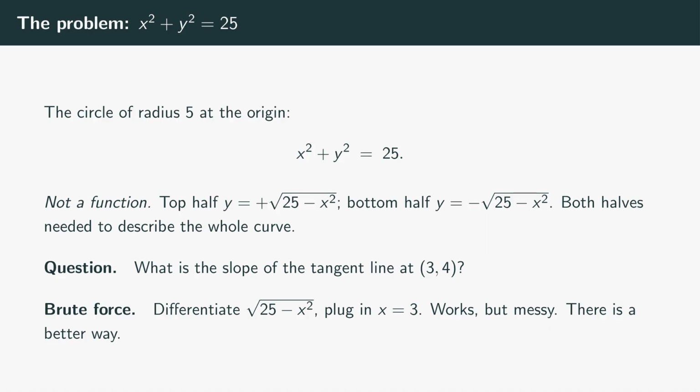Suppose we want the slope of the tangent line at the point (3, 4), which lives on the top half. We could go brute force. Take the derivative of the square root expression, plug in x equals 3, simplify. It works, but the algebra is fiddly, and the technique is hopeless for curves where solving for y is impossible, so let's not do that. There is a much better way.